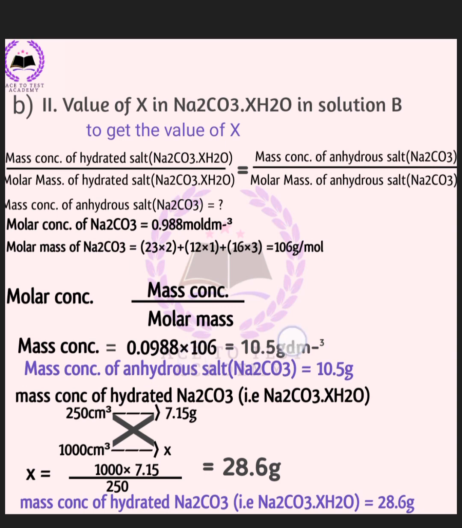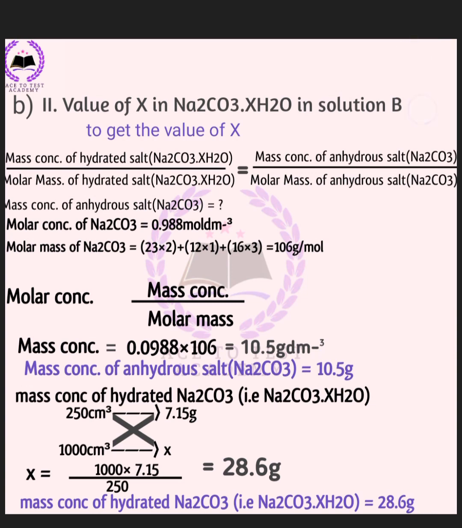This gives us 10.5, so that is 10.5 gram per dm cube for anhydrous. Take note, it's for anhydrous, the one that does not have water. It's for the anhydrous salt Na2CO3. Now we want to calculate the one for the hydrate, the one containing water.